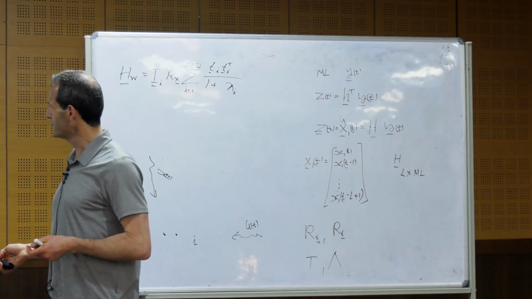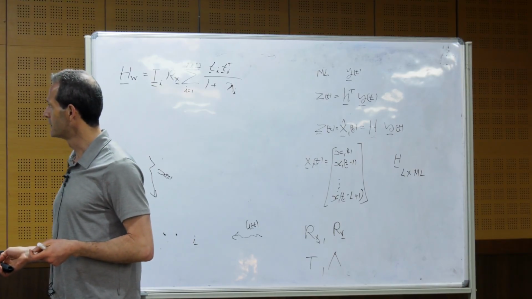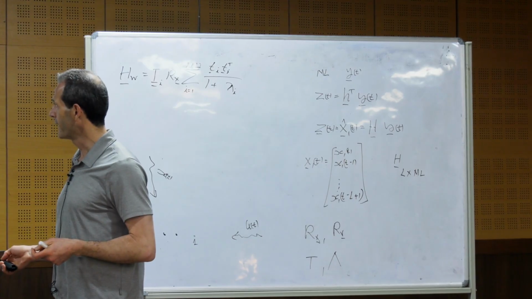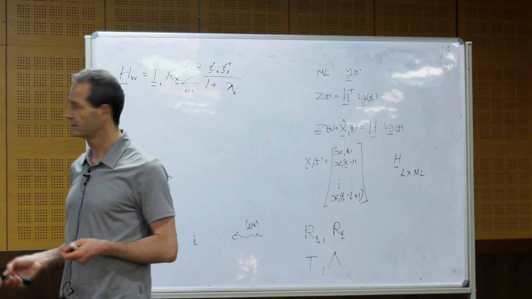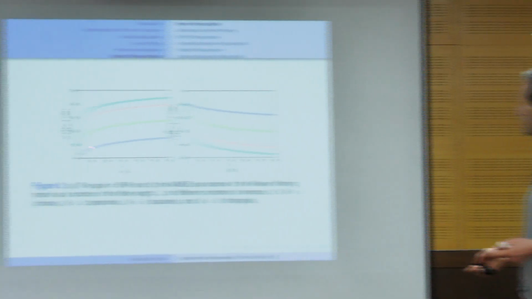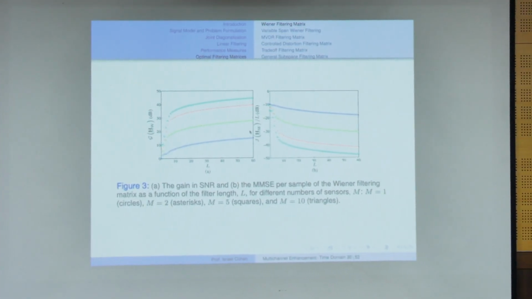So I can choose 20 samples, L equals 20, and one sensor. The gain in SNR will be something like less than 10 dB. Or maybe I can take 10 samples, L equals 10, and 2 sensors. Wow, this is a big jump. The gain in SNR increased to 20 dB. So I can reduce L and increase the number of sensors.